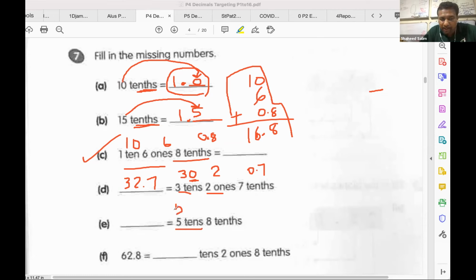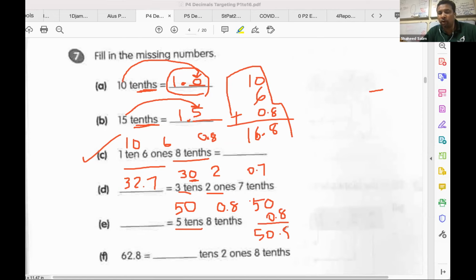5, 10. So we add a 0 down here, 50. 8 tens, 0.8. So how to do? Add them together. How to add them together? You arrange them nicely and add 50 plus 0.8. Okay, and then you get 50.8.